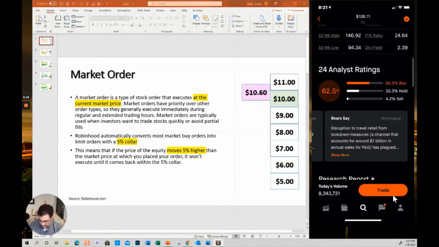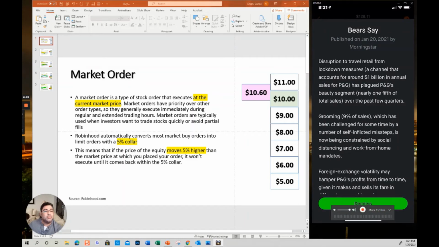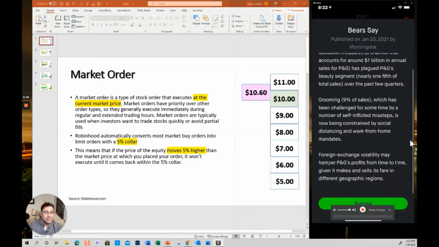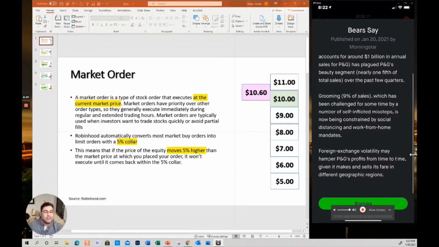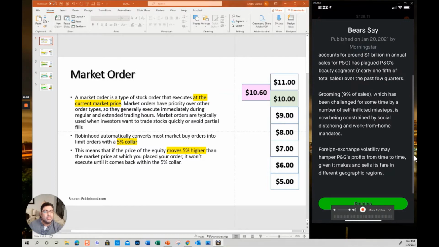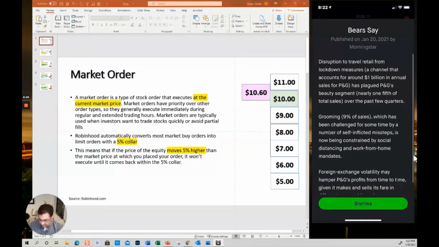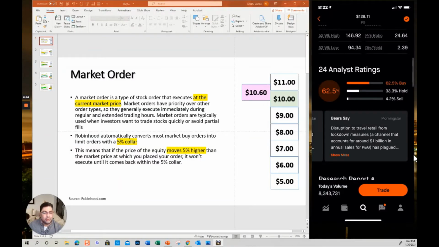Now, the bears, they basically think that the disruption to travel retail from lockdown has plagued P&G's beauty segment. So P&G has several businesses. The beauty segment has been affected by the lockdown. Grooming, obviously, so this is shaving. They own Gillette. So, if you're at home all the time, you don't need to shave as much. And then it has the risk of foreign exchange volatility, because a big percentage of P&G sales is international.